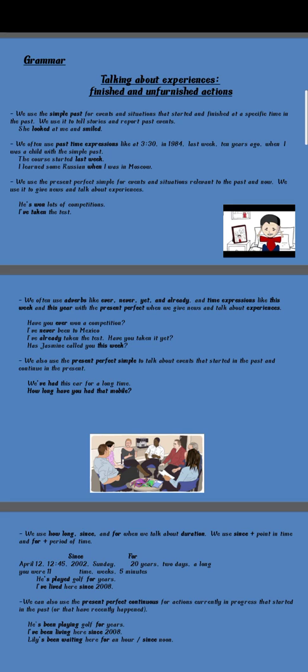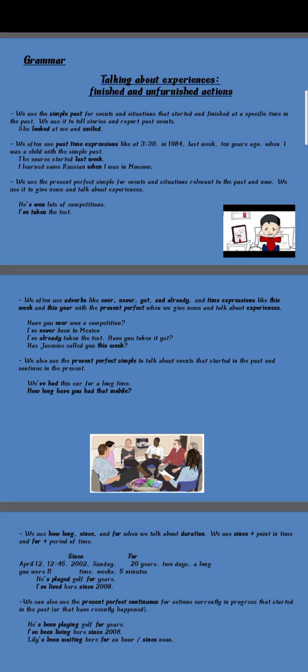All these words can be used with the past tense to specify the time, because it's important here to tell when something happened, and that's the main reason why we use past tense. We use it to specify or tell exactly when something happened. For example, the course started last week. So if I ask you, when did the course start? You can simply say last week. I learned some Russian when I was in Moscow. So when did it happen? When I was in Moscow.